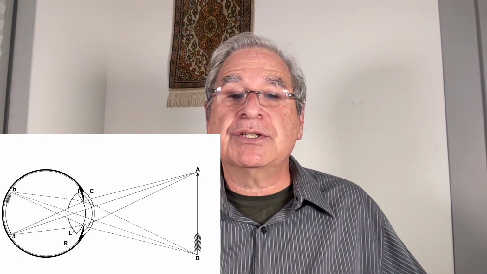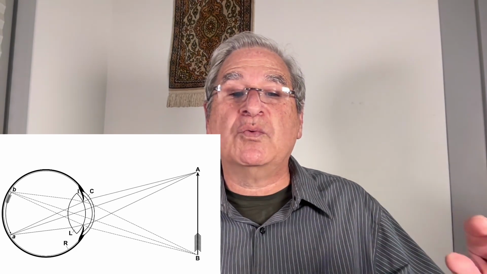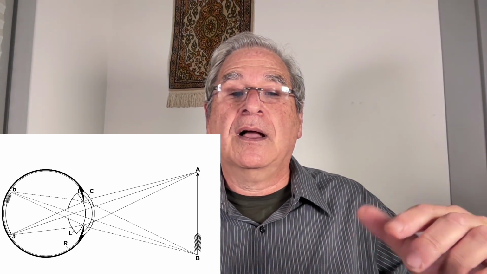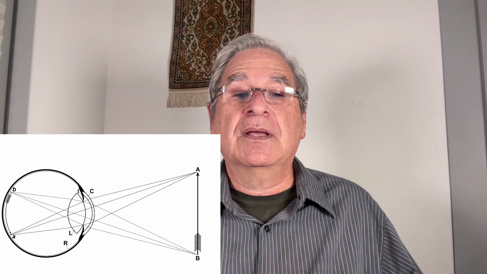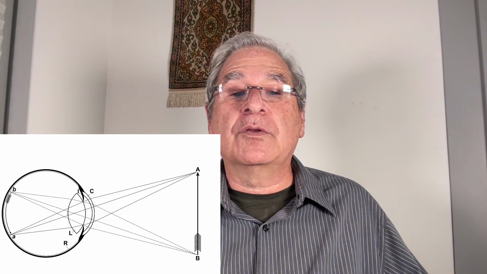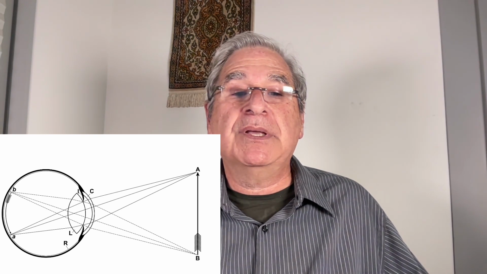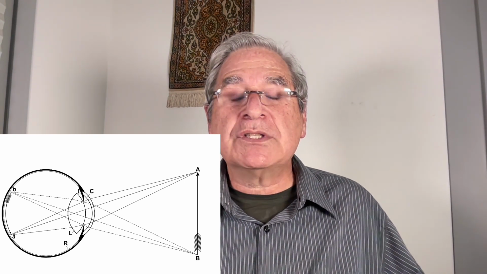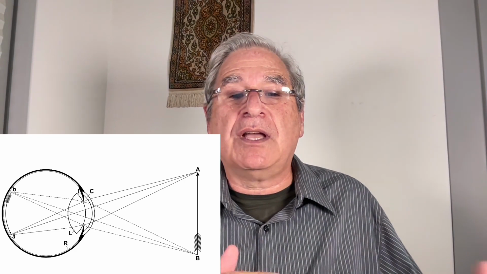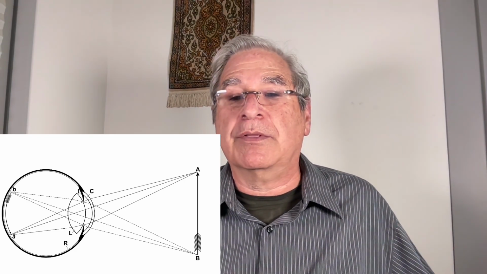Now, I want to draw your attention to two rays, the central ones between the two rays that angle. So you see a straight line from A to small a and a straight line from B to small b. Those don't really have to be focused. They're just a straight line. You notice they don't have to be bent by the cornea or the lens.